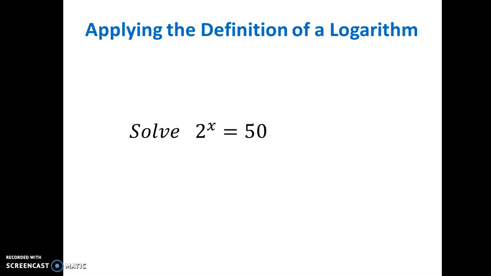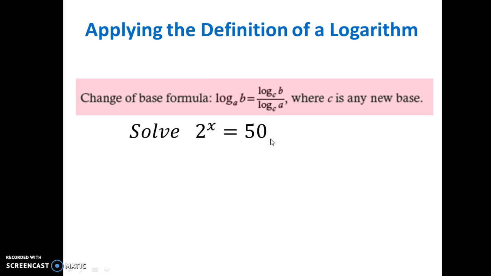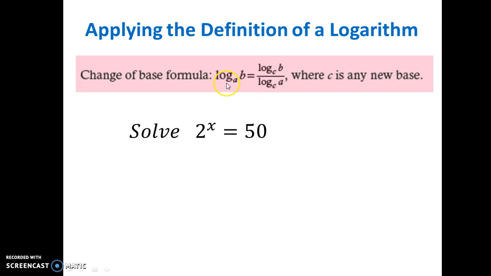All right, let's look at another one. Here we have 2 to the x power equals 50. Again, x is within the exponent here, so let's use a log to bring that out. Let's change this exponential form to log form. We're going to actually use something called the change of base formula here also.